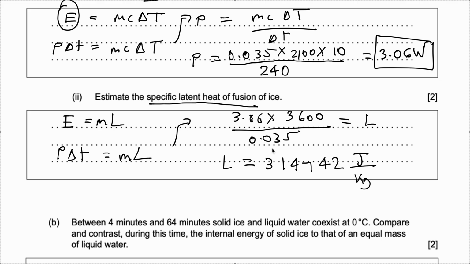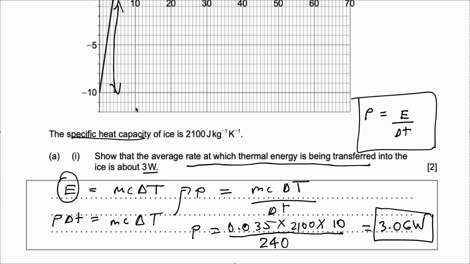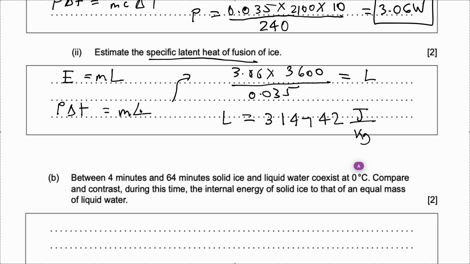Okay, now next question. Between 4 minutes and 64 minutes, solid ice and liquid water coexist at 0 degrees Celsius. Compare and contrast during this time the internal energy of the solid ice to that of an equal mass of liquid water. Okay, so what did I tell you? From 4 minutes to 64 minutes, a phase change is occurring. That's why there is some solid ice and some water coexisting at this point, because it's not yet a complete change in state.